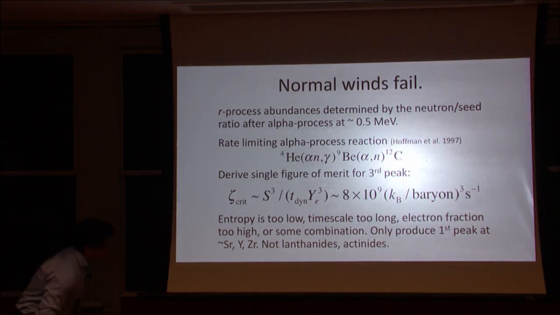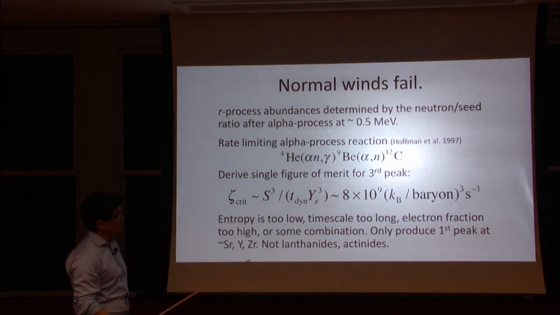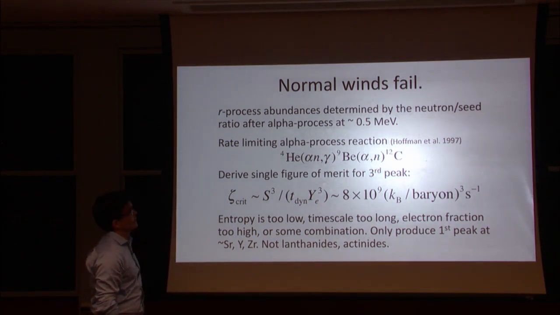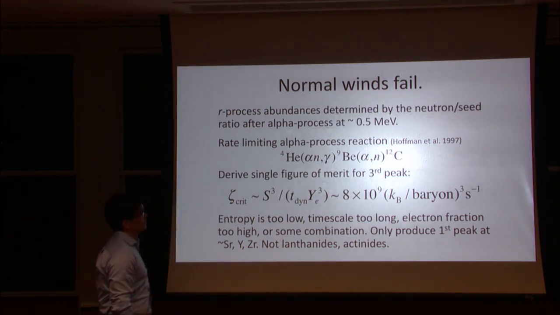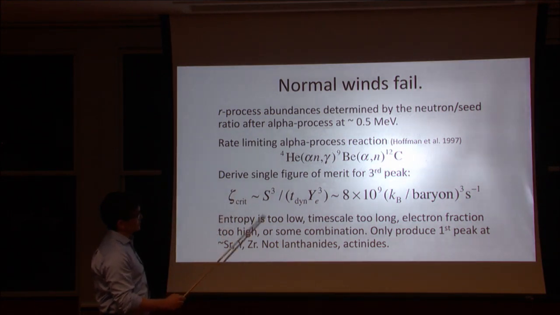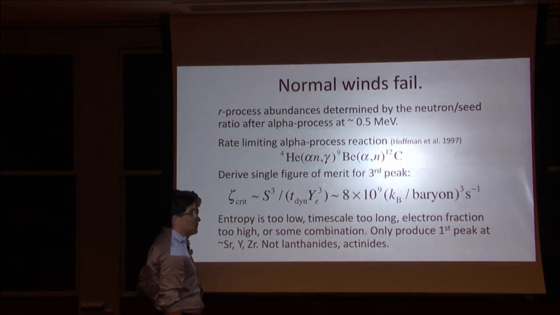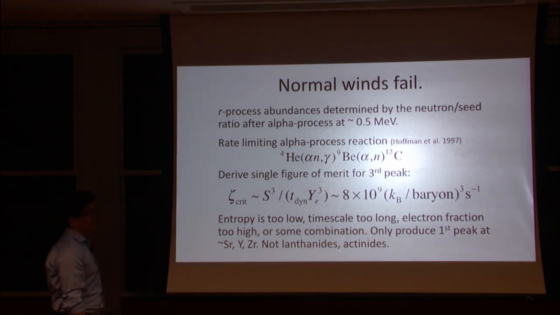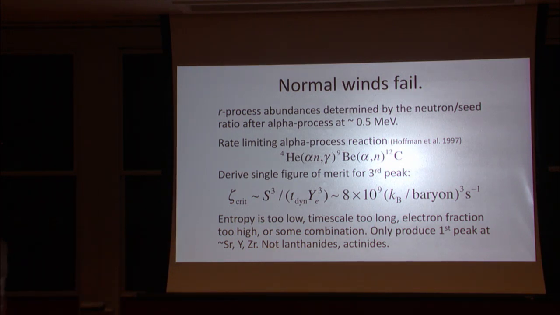And the reason why was actually talked about by Hoffman earlier, in 1997. There's a single figure of merit for producing these lanthanides and actinides that can be written down in terms of the physics of this alpha-alpha-n capture to 12C. That is, this parameter, S cubed over tau dynamical over Ye to the third power, has to be bigger than this number. And if it's not, then either the entropy is too low, the timescale is too long, or the electron fraction is too high, or some combination. And you'll only produce the first peak. You'll not produce the lanthanides or the actinides.